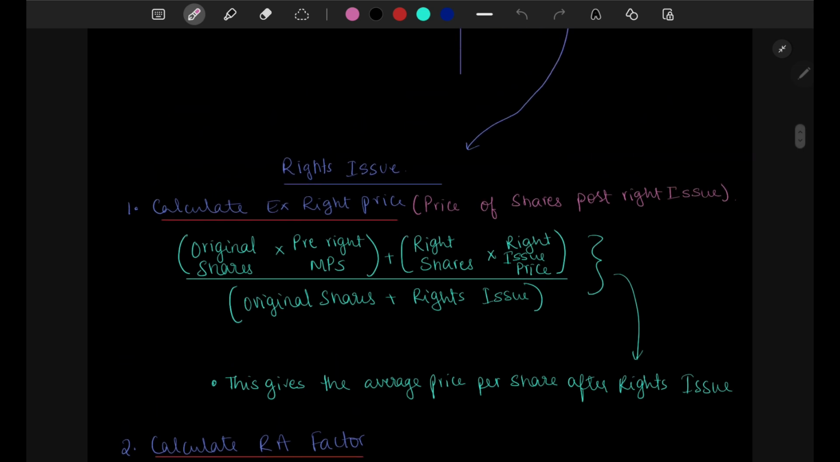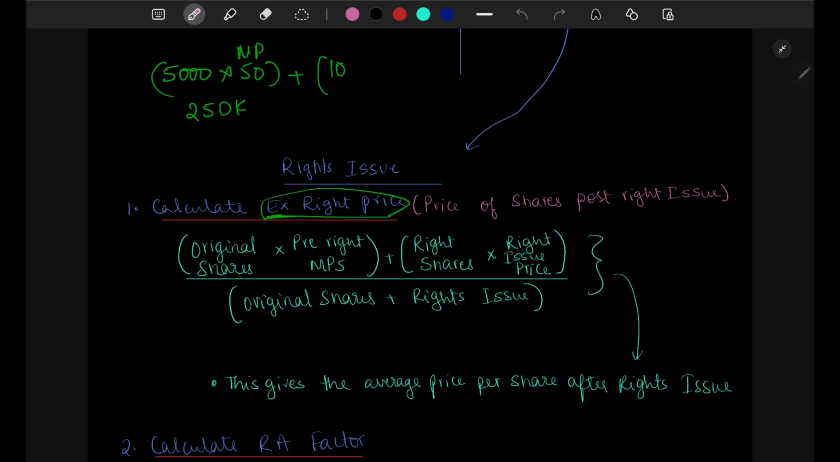So this is the X right price. What does the X right price mean? X right price means the price that is after issue. Let's just assume before the issue there were only 5000 shares that existed at a market price of, let's say, 50 rupees. This is the price that existed previously. So 5000 into 50 will be 2,50,000, right?